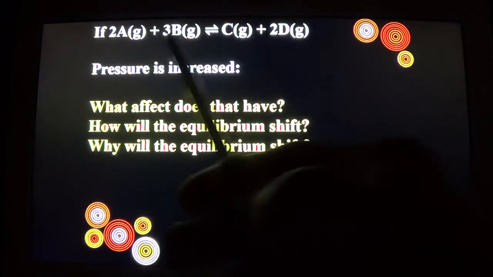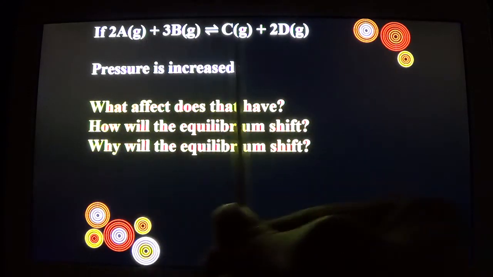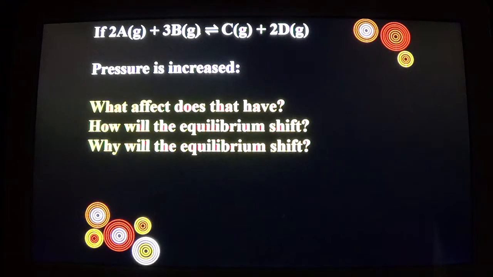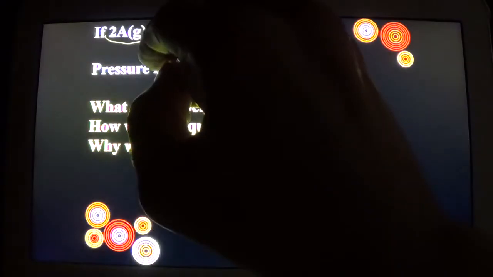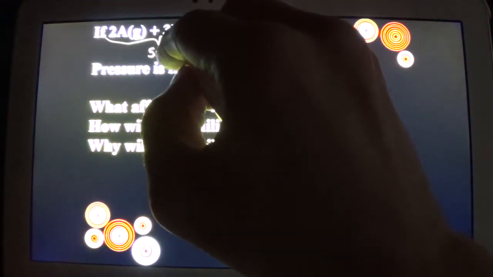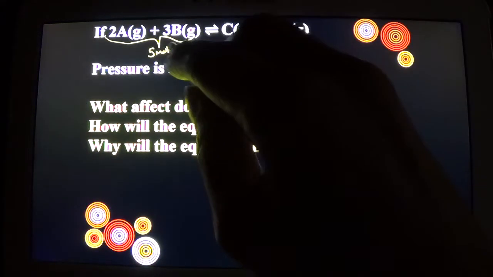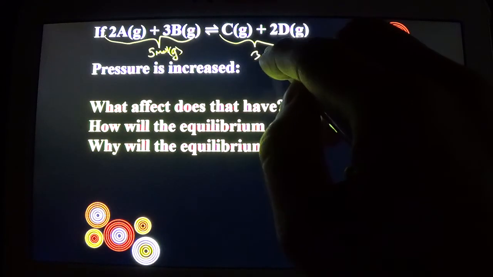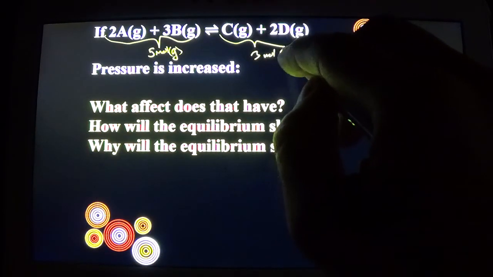Here's my reaction. Now notice first off, I've got two reactants, I've got two products. All my reactants and products are gases, which is why we're going to discuss pressure. If they weren't all gases, pressure would leave the solids and liquids alone. Pressure would only affect the gases. Notice also, on the left side in the reactants, I have a total of 5 moles of gas. And then on the product side, I have a total of 3 moles of gas.